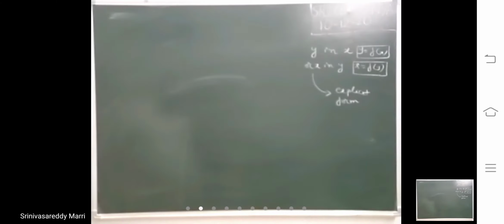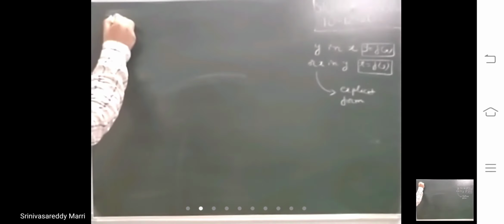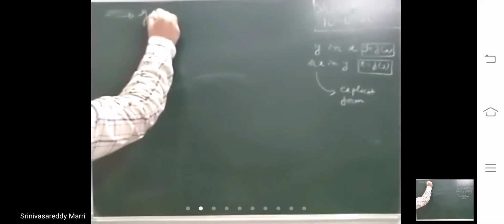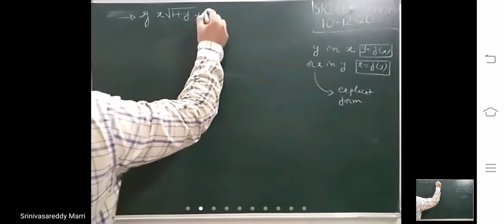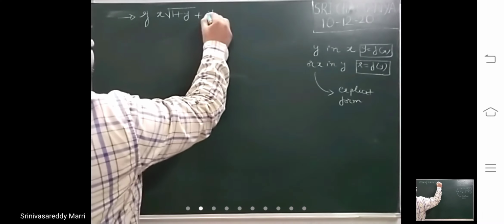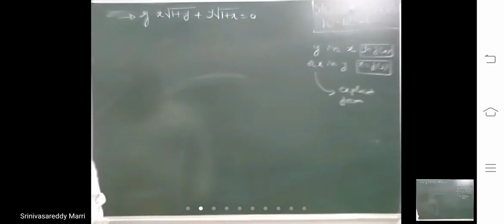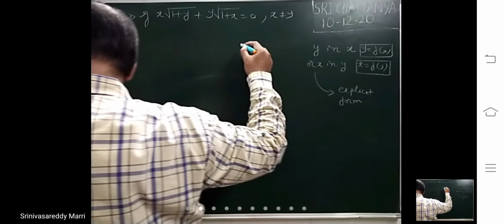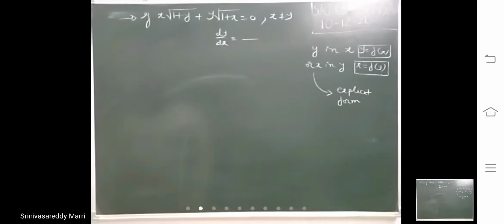Yesterday we have seen implicit form, where we are unable to express. Look at one example. If x into root of 1 plus y, plus y into root of 1 plus x equal to 0, x not equal to y, dy by dx equal to dash.